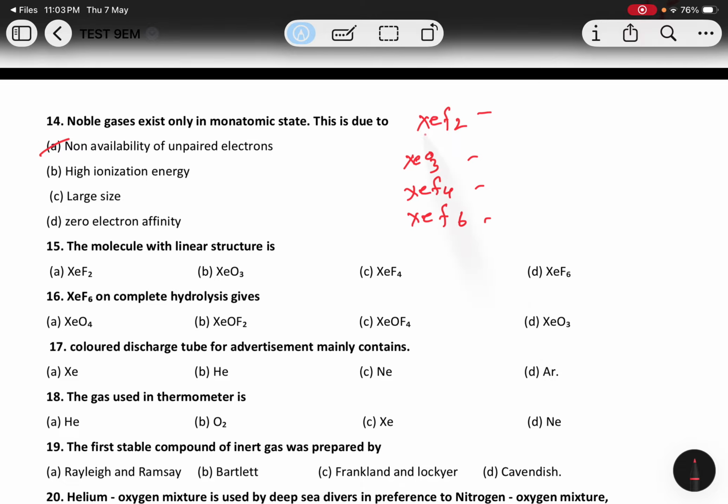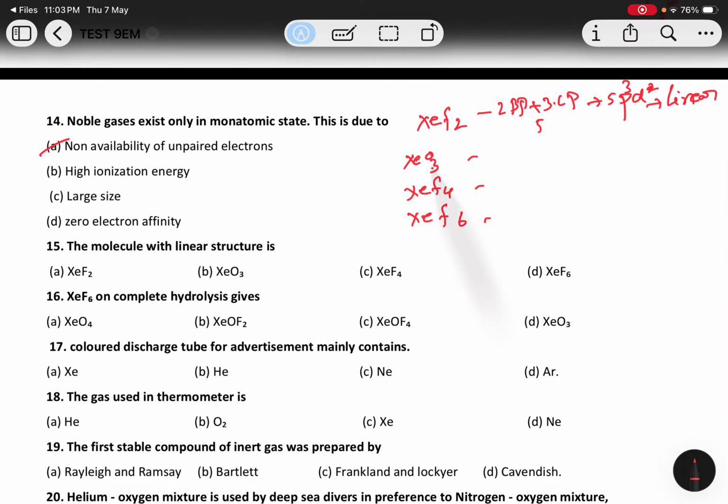In XeF2, xenon belongs to the inert gases, that means 8 valence electrons. So 2 bond pairs plus 3 lone pairs, total 5. So hybridization is sp3d. Structure is linear.